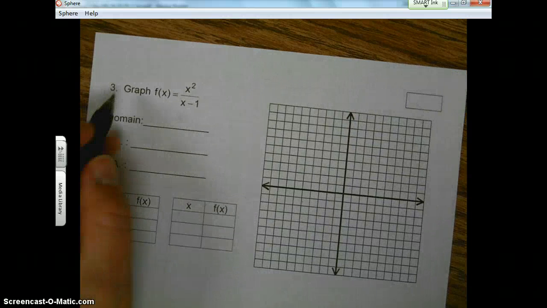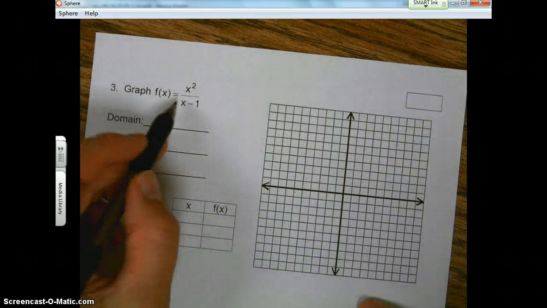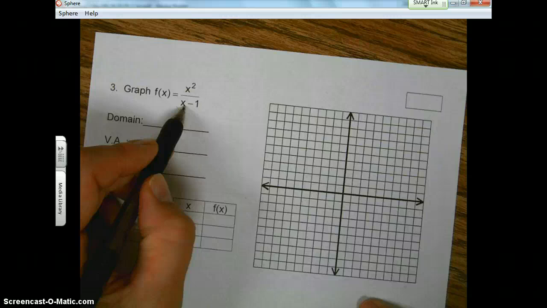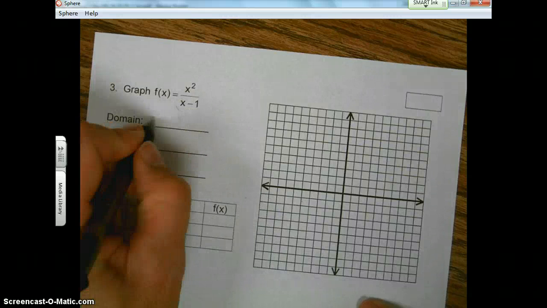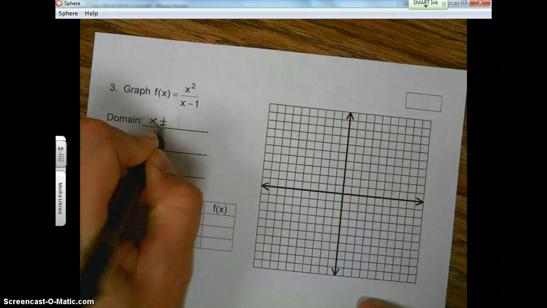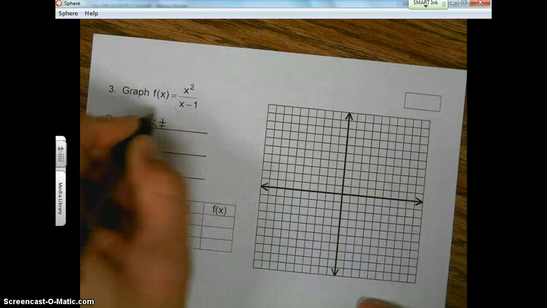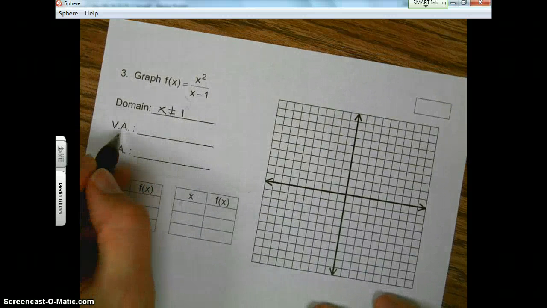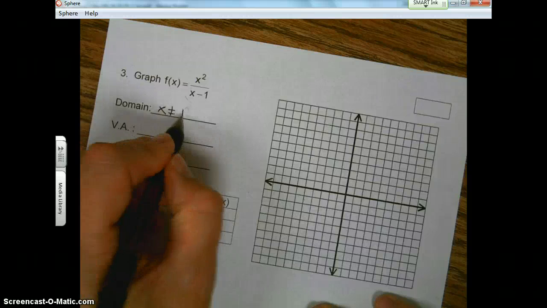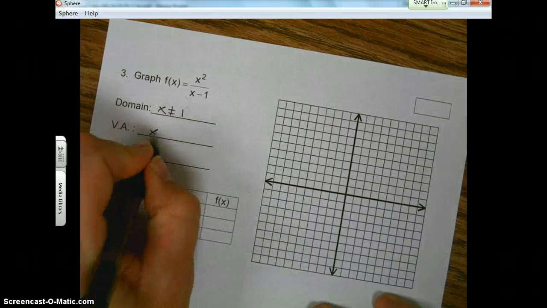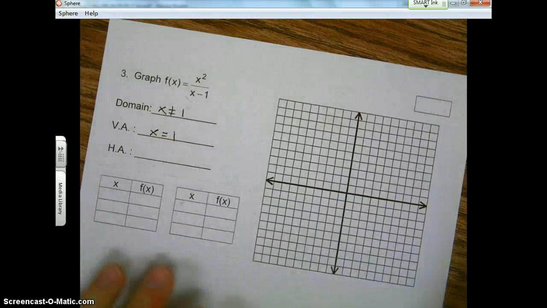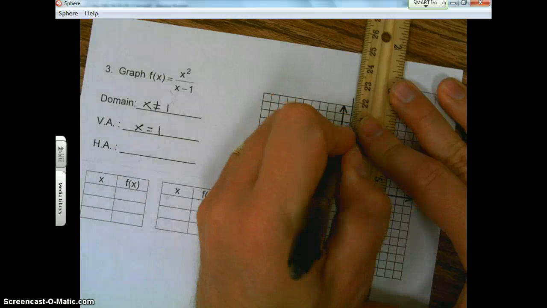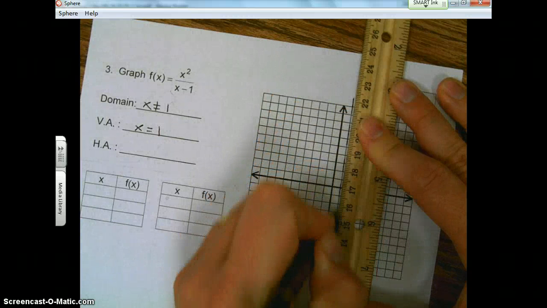So, first of all, taking a look at this, what can x not be? X cannot be 1. Pretty obvious, because 1 minus 1 is 0, so we can't divide by 0. So this domain is all real numbers except x cannot be 1. Vertical asymptote: again, that's going to be x equals 1. Let's go ahead and draw that in quickly. Nothing new here. Hopefully you're getting the idea. It's starting to sink in to your memory.